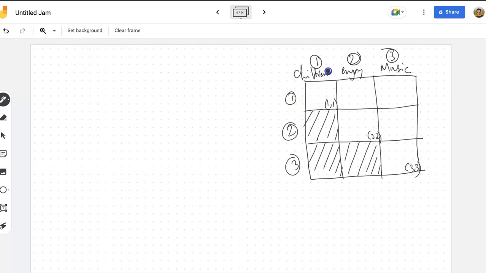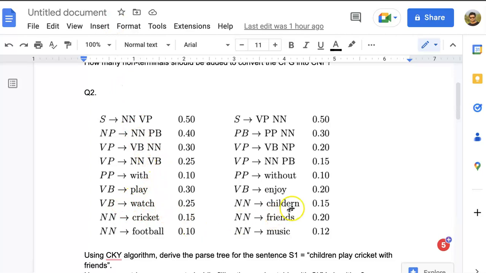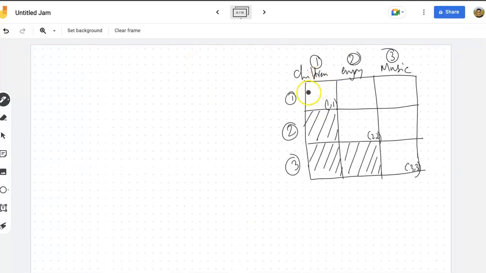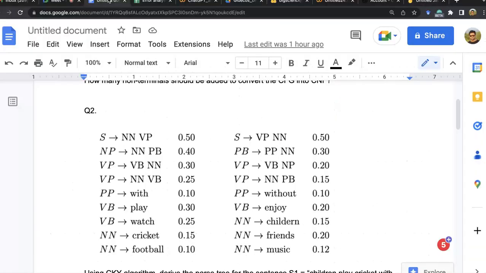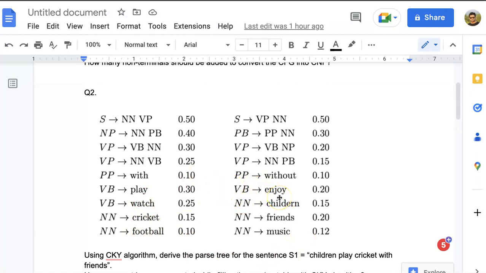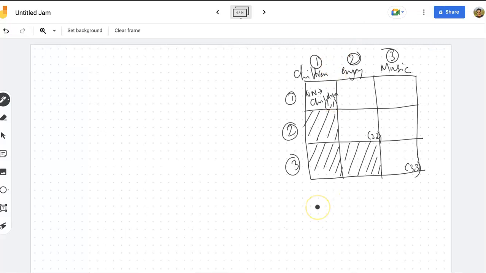So what is 1 1? 1 1 is children. Now we need to check in the grammar how we can derive this. There is only one rule, NN to children, with probability 15, so we write NN to children. Next cell is enjoy. Checking the grammar, it is VB to enjoy with probability 0.2, so we write VB to enjoy. Now music. In the grammar there is a rule NN to music. So we have done the diagonal.